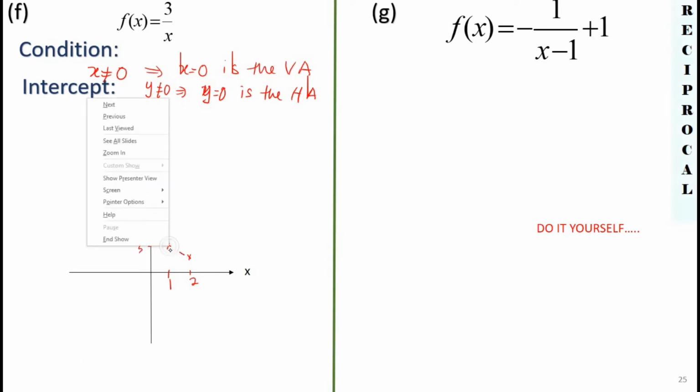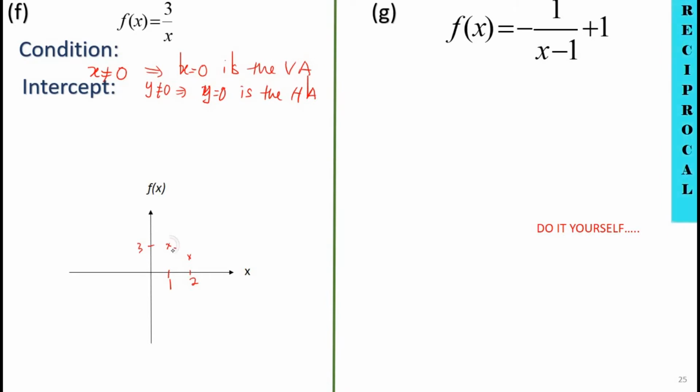So you have this. As x approaches infinity, the graph approaches 0. So same to this one. As x approaches 0, f(x) approaches infinity. So same to this one.